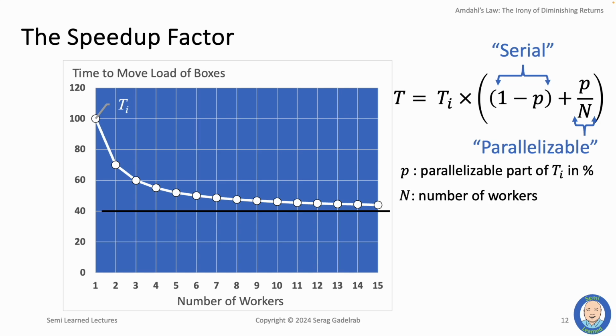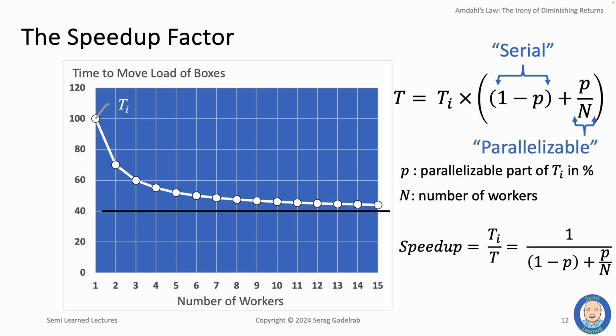Now, in many books and websites, Amdahl's law is expressed in the form of a speedup, which is the initial duration over the new duration once we've added more workers to accelerate it. If we substitute the formula for the new duration into this simple equation, then we will get this formula for speedup.